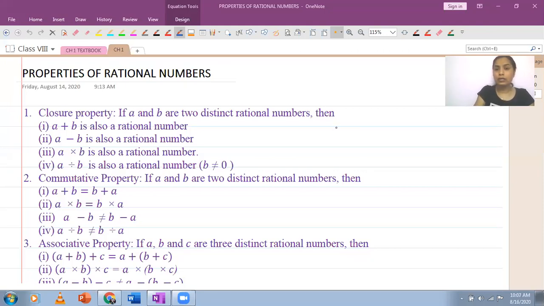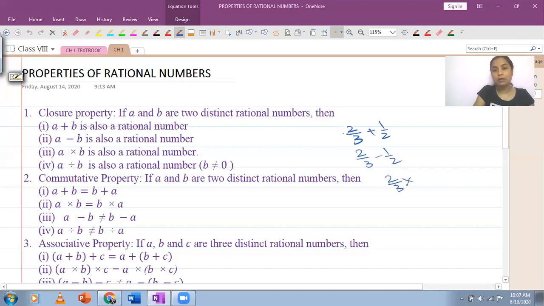If you want, you can take examples, like if you can take 2 by 3 and 1 by 2, you can change the signs. You can check by adding or by subtracting or by multiplying, or even you can carry out the division and see that the answer in each of these cases will be a rational number. Now in case of division, there is one thing that I have written, that b cannot be 0. B cannot be 0 means the number by which you are dividing. You cannot divide by 0.